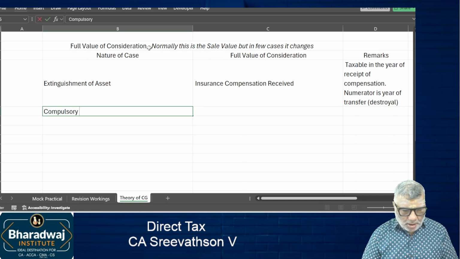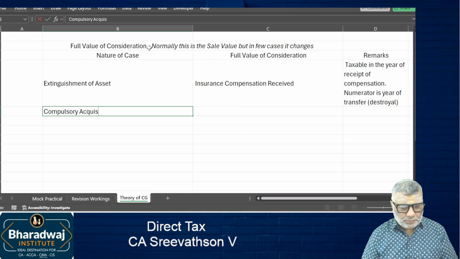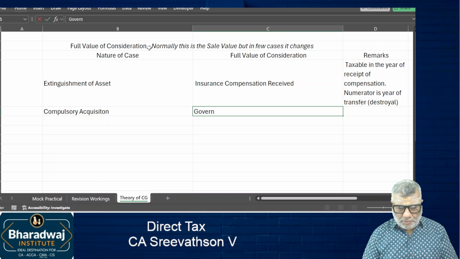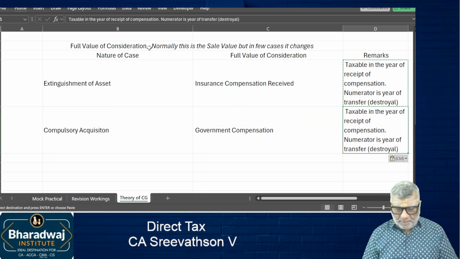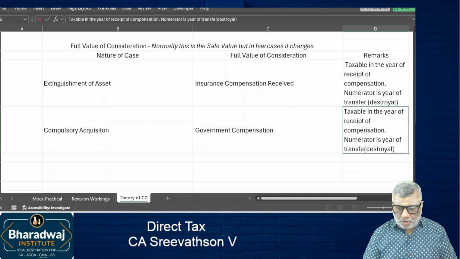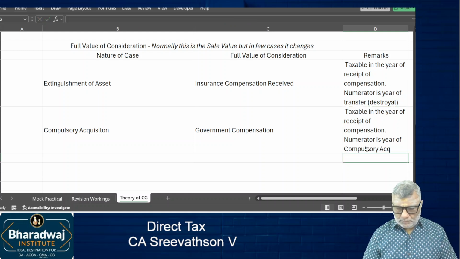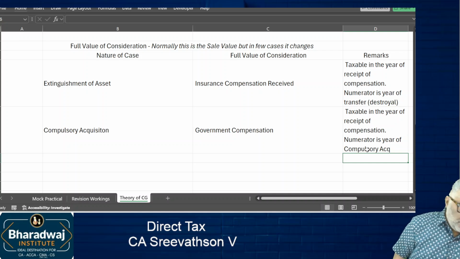Compulsory acquisition, government compensation: same, put it as same. The numerator is the year of compulsory acquisition. Same, my dear friends.